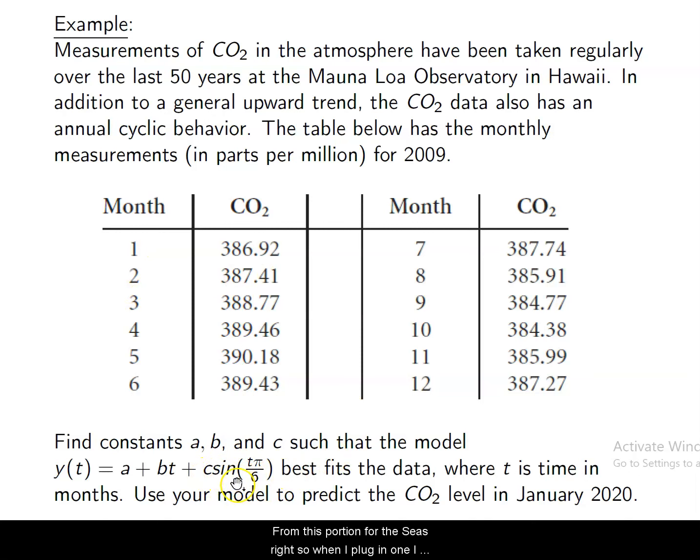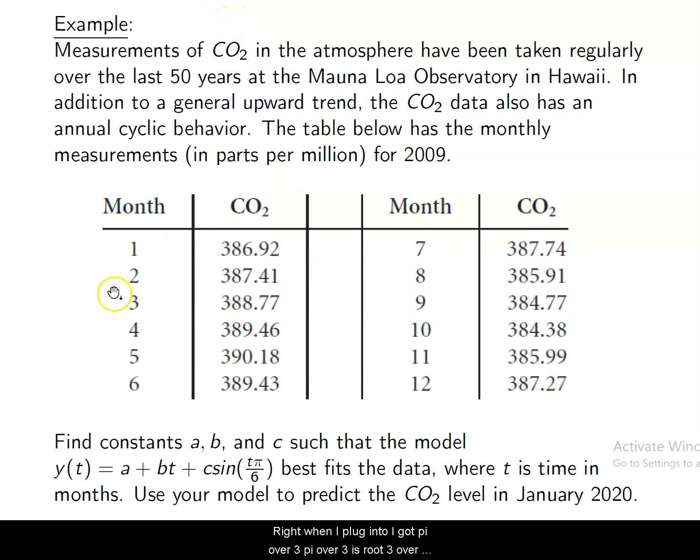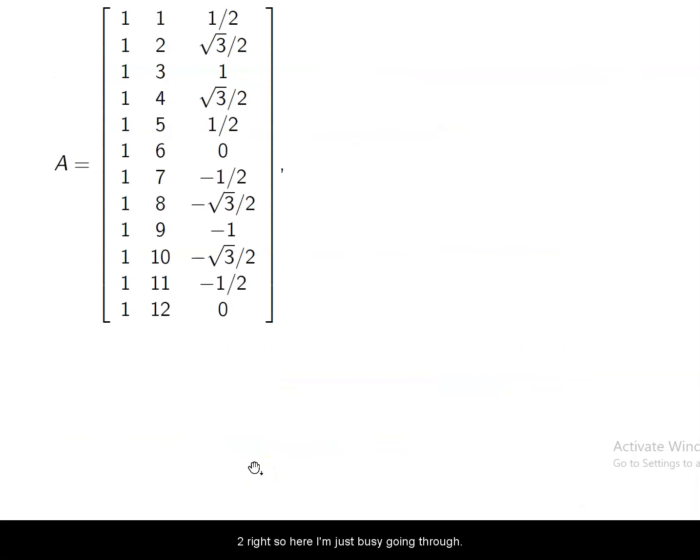So when I plug in one, I have sine of pi over 6. So what's sine of pi over 6? It's 1/2. So I have 1/2 C, right? When I plug in 2, I got sine of pi over 3. Sine of pi over 3 is root 3 over 2, right?